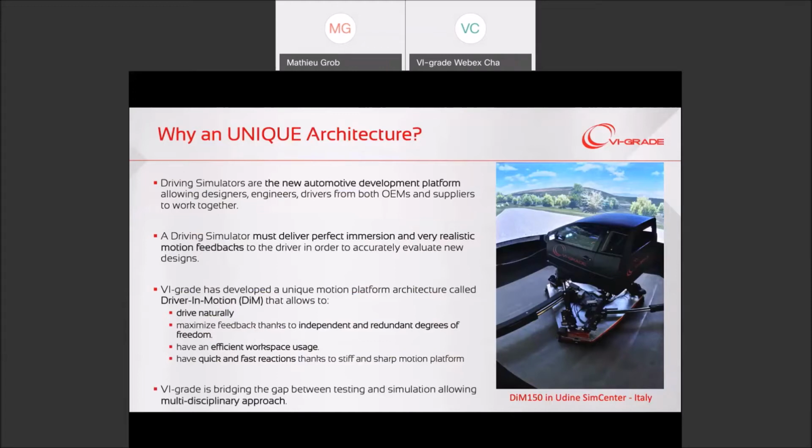And by developing this kind of architecture, we are bridging the gap between testing and simulation, because we can allow a multidisciplinary approach. That is, all the automotive disciplines can be covered by one machine. So this is what I will show you at the end of this presentation.